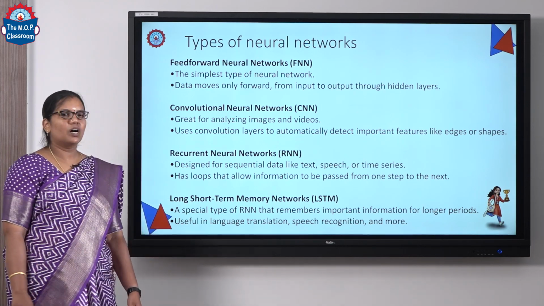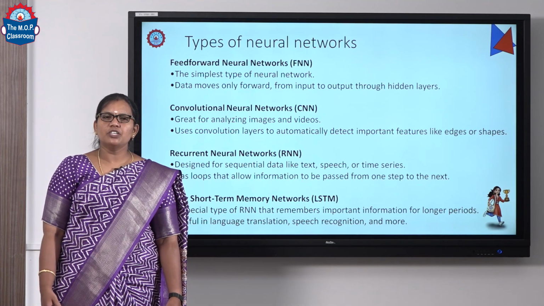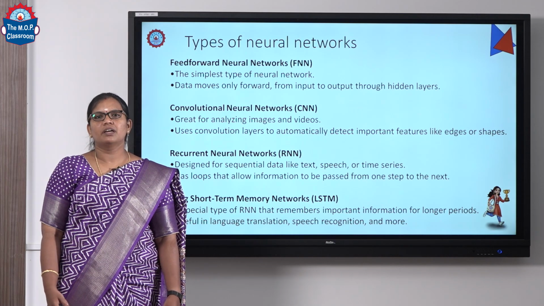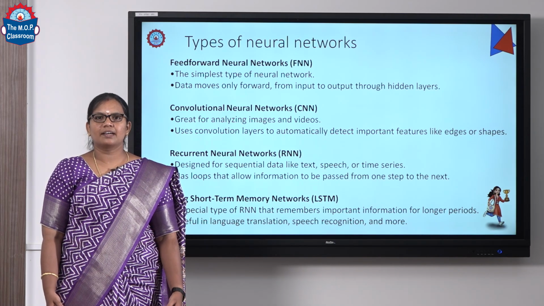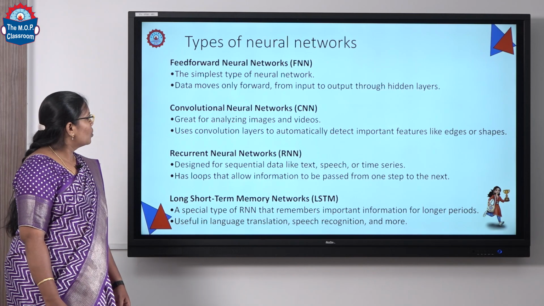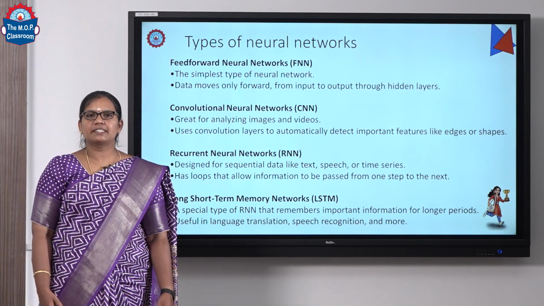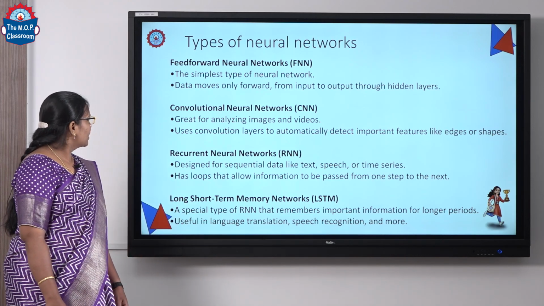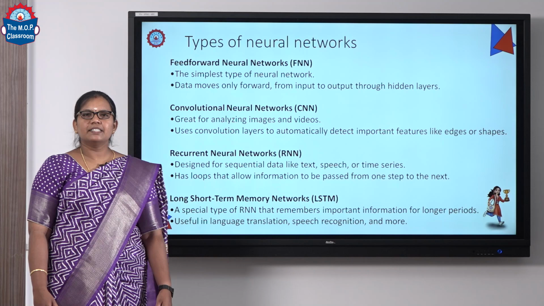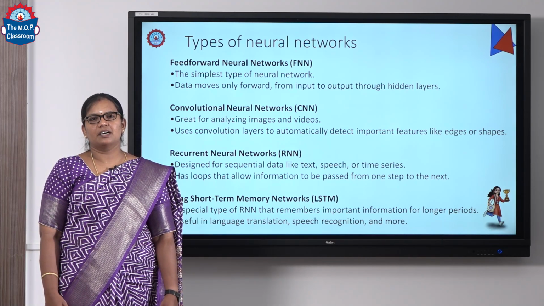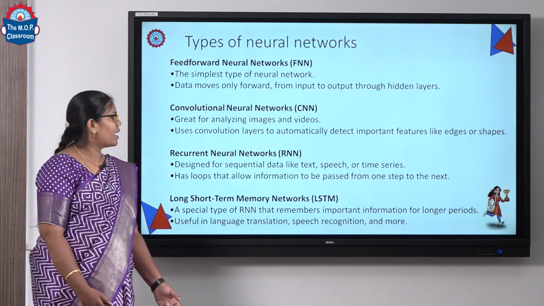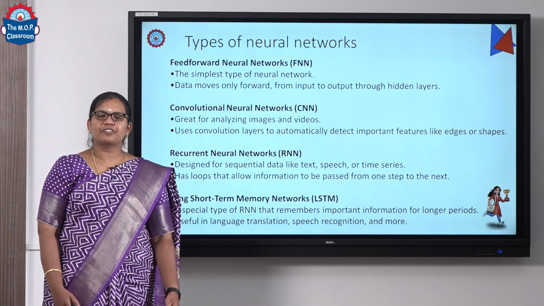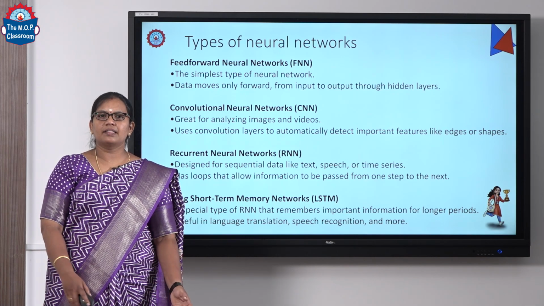The next one is convolutional neural network. Convolutional neural network is particularly used to handle image and video data to do the prediction and classification. So, it automatically detects features like edges and shapes in the input image. Then recurrent neural network. It is designed to handle sequential data like text, speech and series. It has a loop that allows information to pass from one hidden layer to another hidden layer.